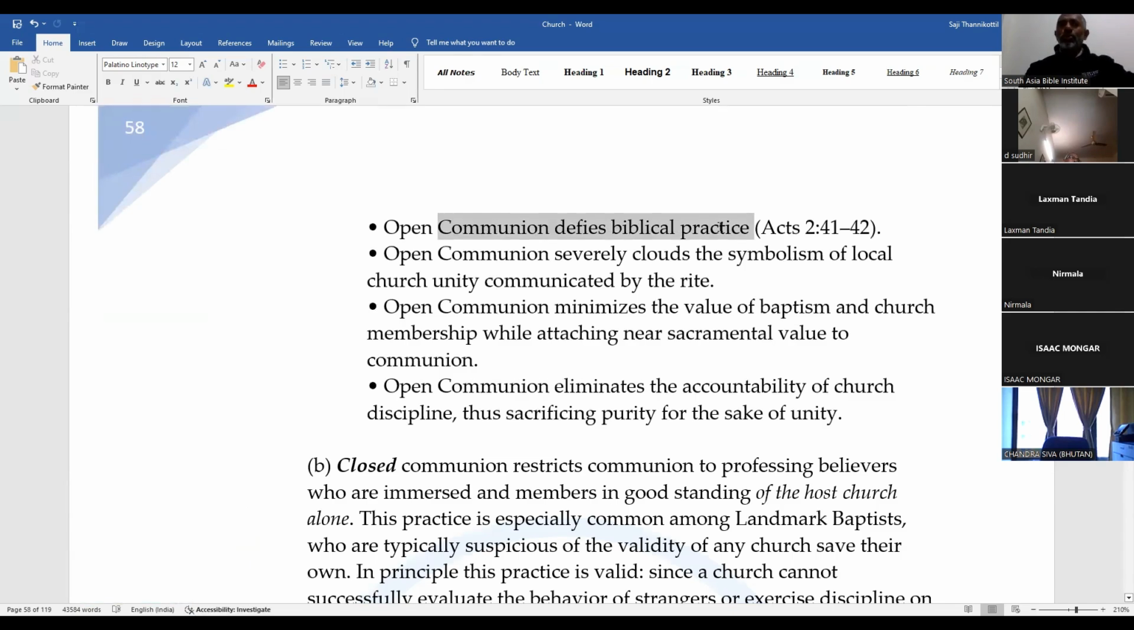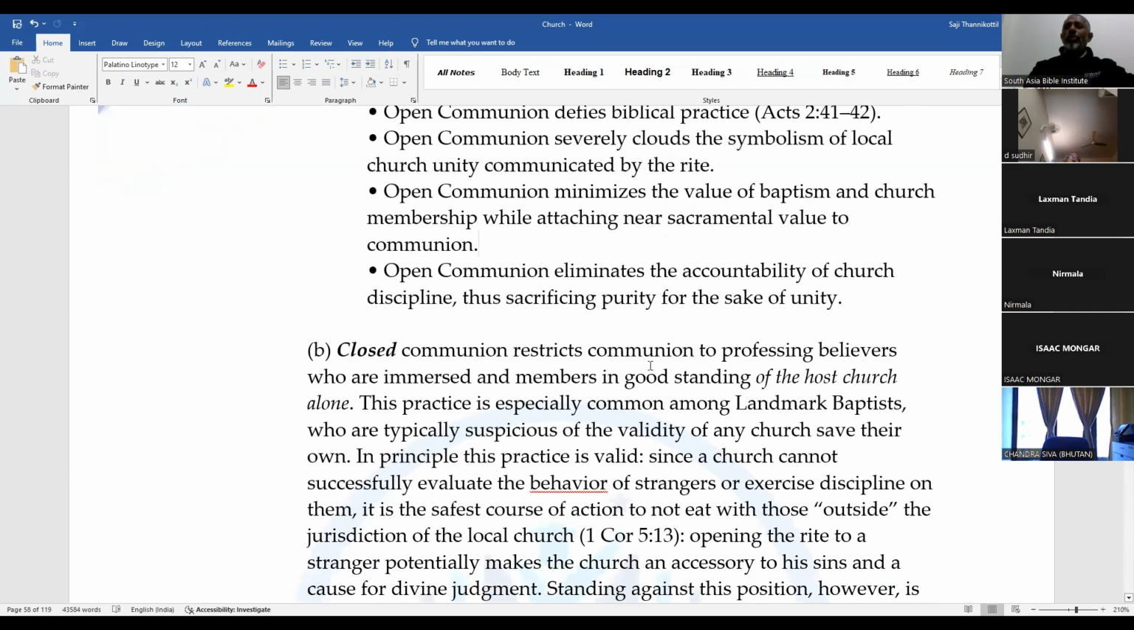That is, those who received God's word, were baptized, were added to the church, and they celebrated the Lord's Supper. They broke the bread. So it is simply against the biblical principle if it is open communion. Open communion severely clouds the symbolism of local church unity communicated by the rite, right? Because this rite, this communion, actually communicates the unity of the local body. Open communion clearly violates that.